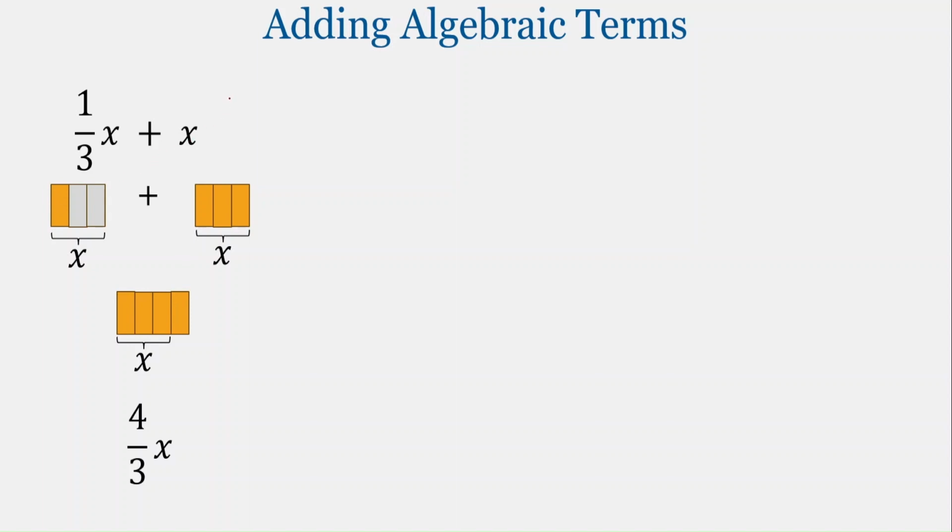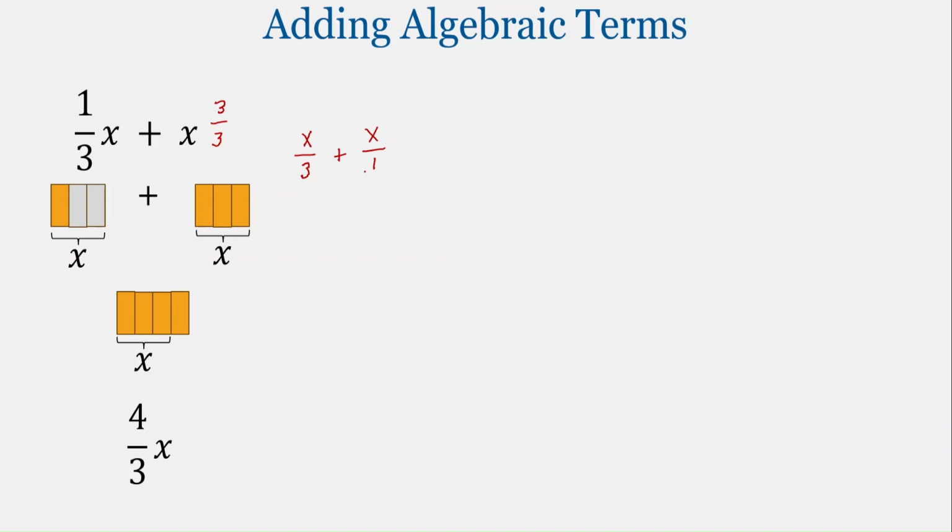For x, well, that's the same as 3 over 3. So all 3 sections in this case are shaded. We add these up, we end up with 4 sections that are shaded. These 4 sections represent 1/3 of x, so we have 4/3 x as our solution. We can also add this just by finding a common denominator, like we've always done when we added fractions. So in this case, 1/3 x, we can write this as x over 3. Plus, and then x is going to be x over 1.